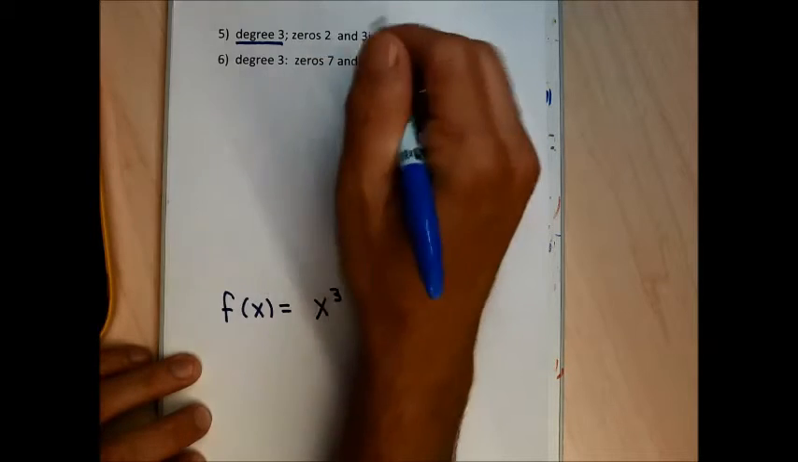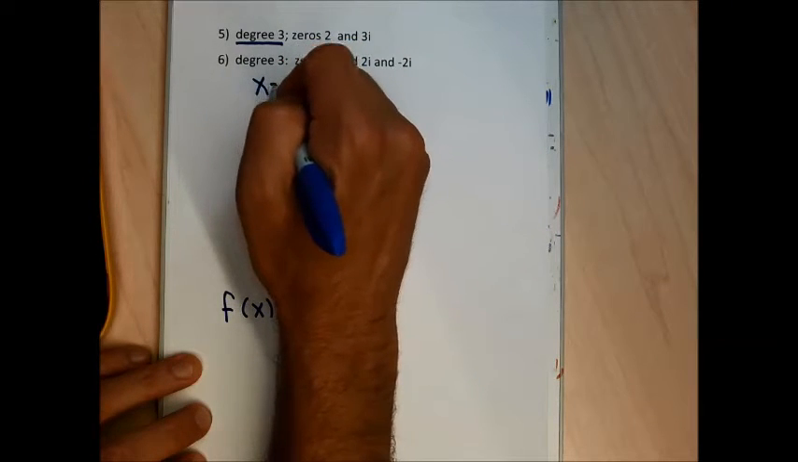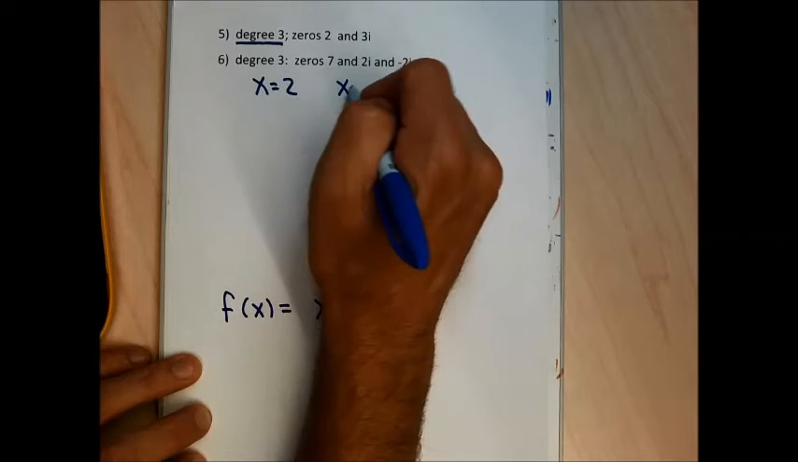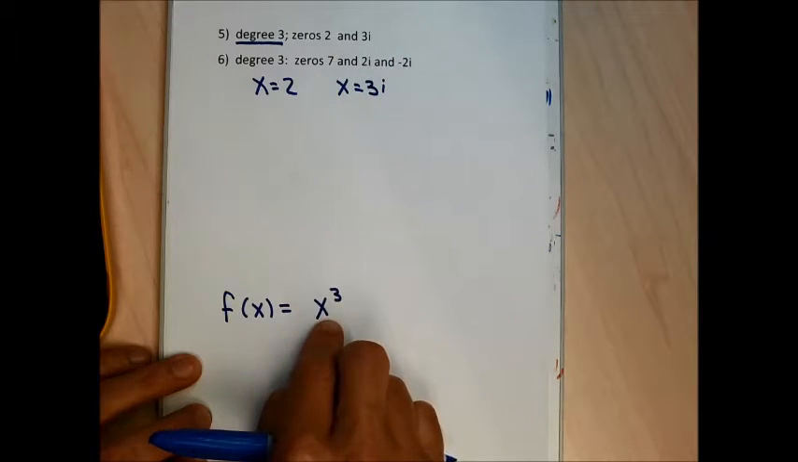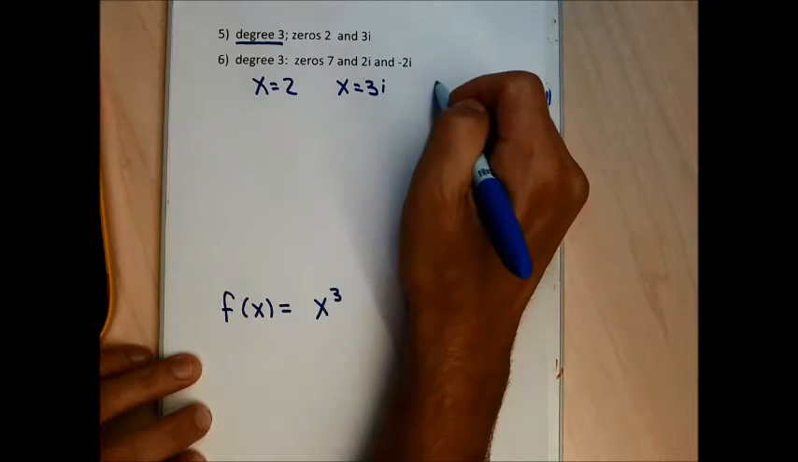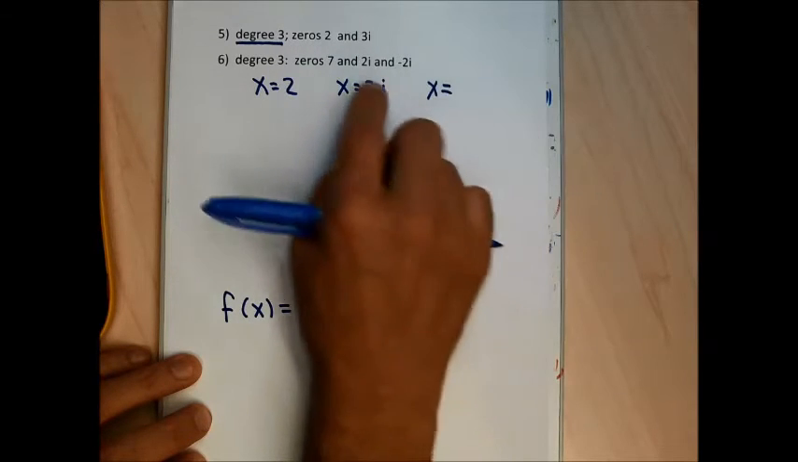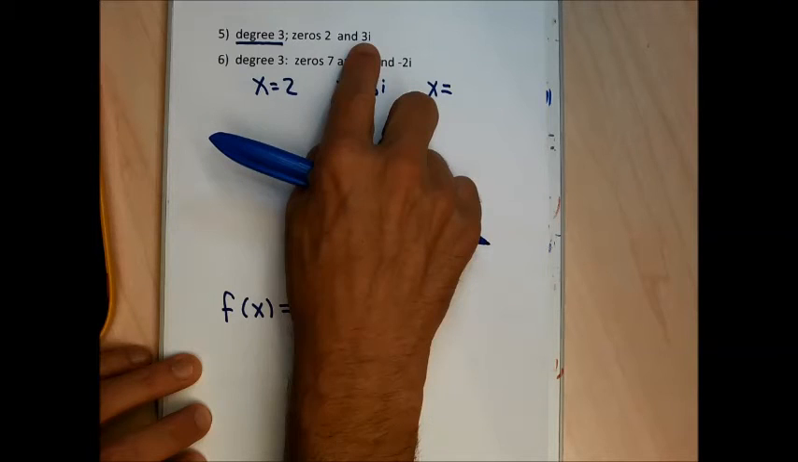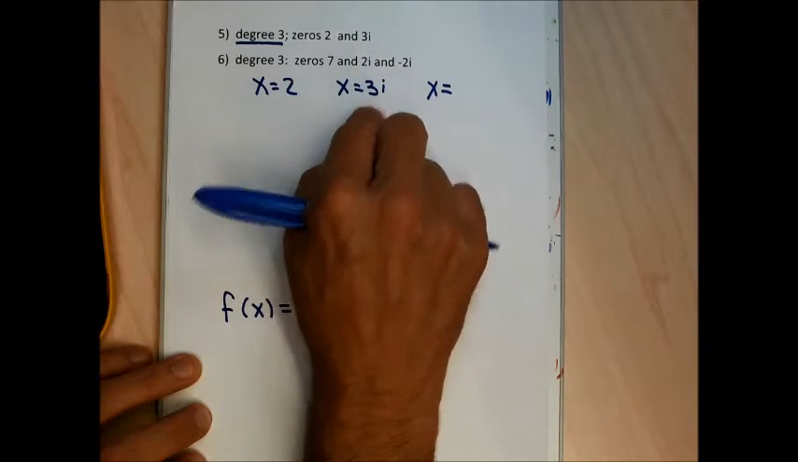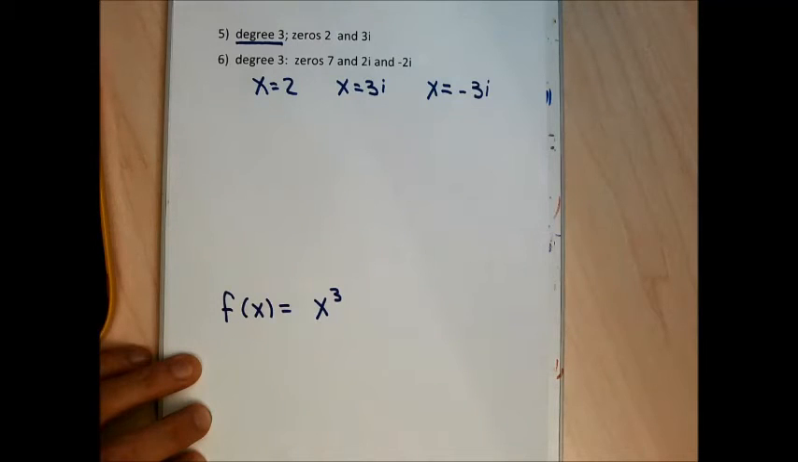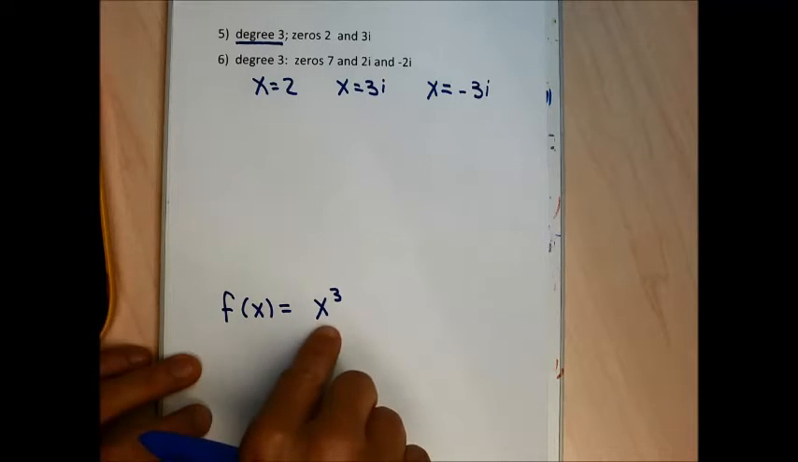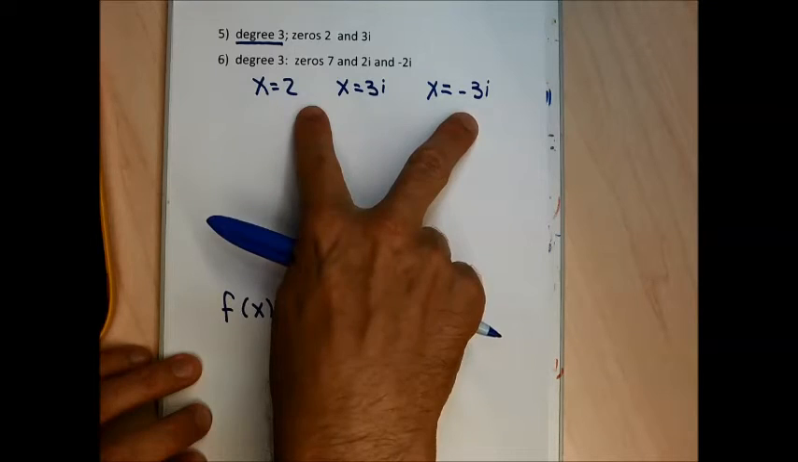It gives me the zeros x equals 2 and x equals 3i. But to create a 3rd degree polynomial, it needs to have 3 zeros. I need to have 3 zeros. And the trick is remembering that zeros that have i's come in pairs. So if x equals 3i is a 0, x equals negative 3i also has to be a 0. So to get a 3rd degree polynomial, I need 3 zeros. These are my 3 zeros.